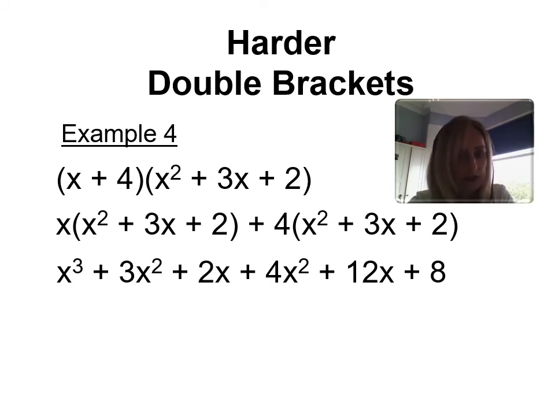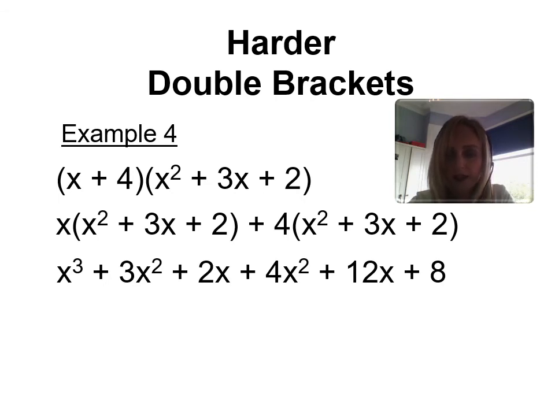Okay, so 3 terms at a time, and then we go into our second bracket, our plus 4 multiplied by all of that bracket. So it's going to be plus 4x squared plus 12x plus 8. Okay, we can see those second 3 terms there. And then we've got to think about any like terms.